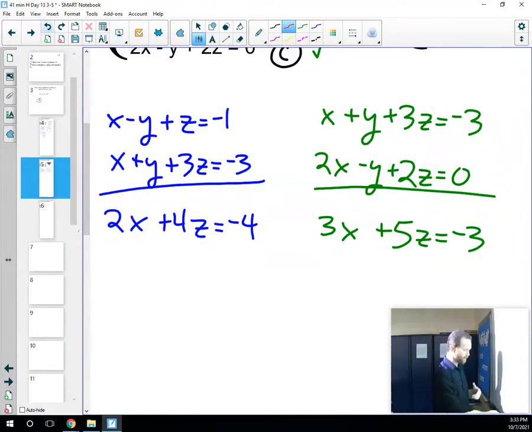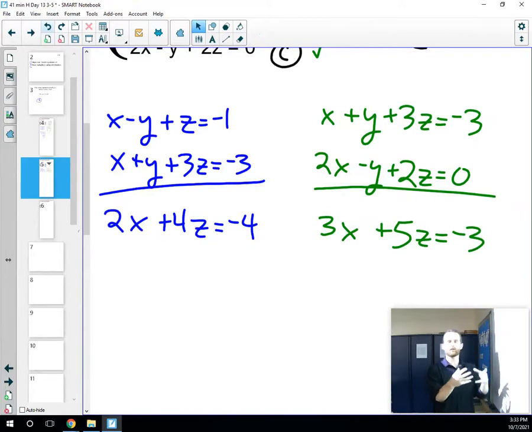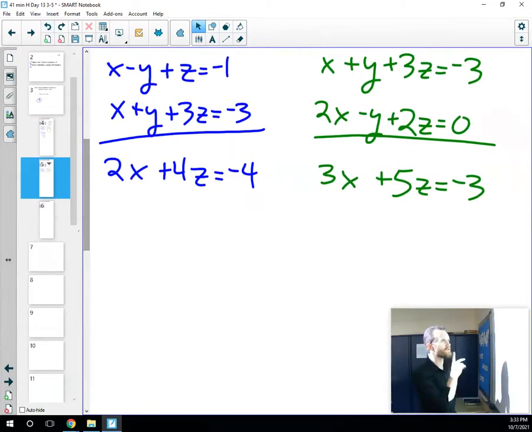What we did is we manipulated our three-variable system into a two-variable system. Now this is a system, the blue and the green equations, that only has two unknowns. Well, we know how to deal with this. We have to create our opposite coefficients.